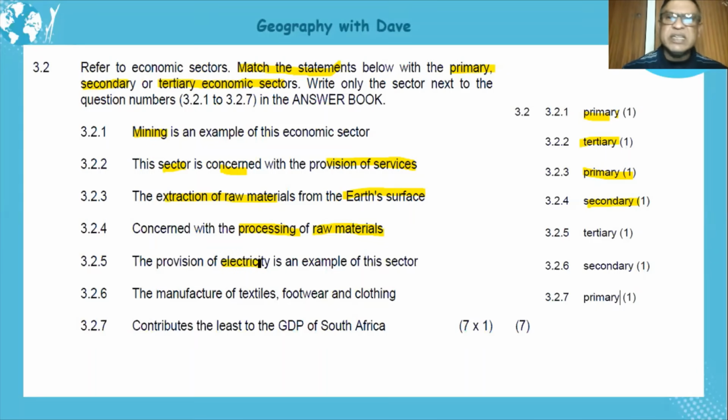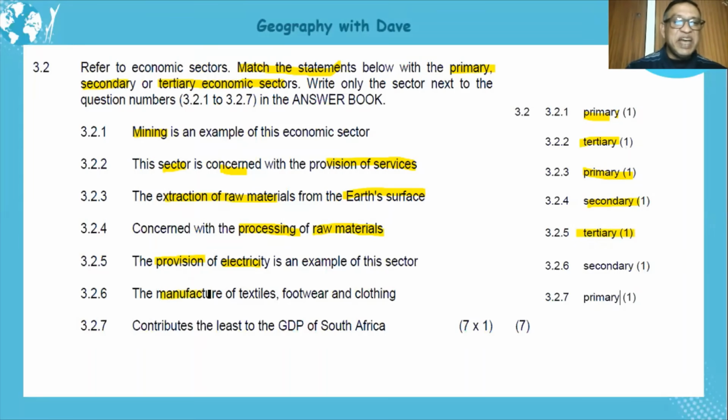What about electricity? What about it? Is it manufacturing of the electricity? Look at here. It says provision of electricity. You're providing the electricity. You're providing a service, which makes it tertiary. Okay, makes it tertiary.